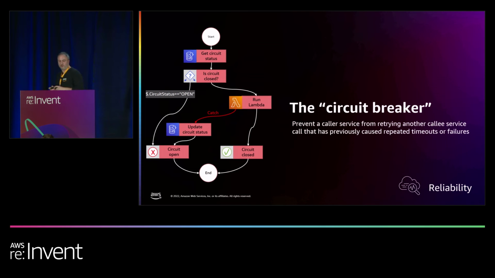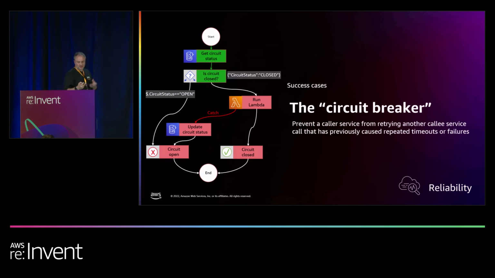This is another interesting one. This is called the circuit breaker. So here, I have a DynamoDB table that maintains the overall status of my circuit or my application, and it's good for preventing multiple requests to a microservice or to a Lambda function when I know that function is not going to work, right? So I have the overall state in my DynamoDB table.